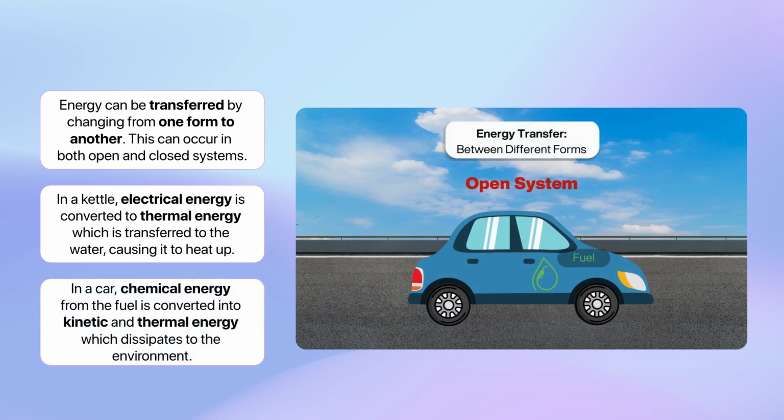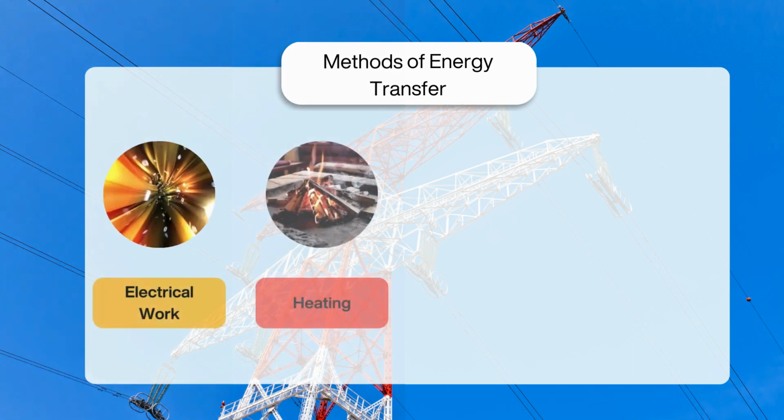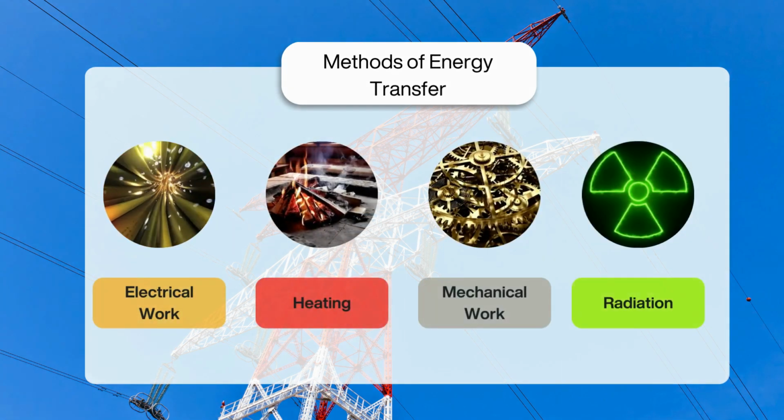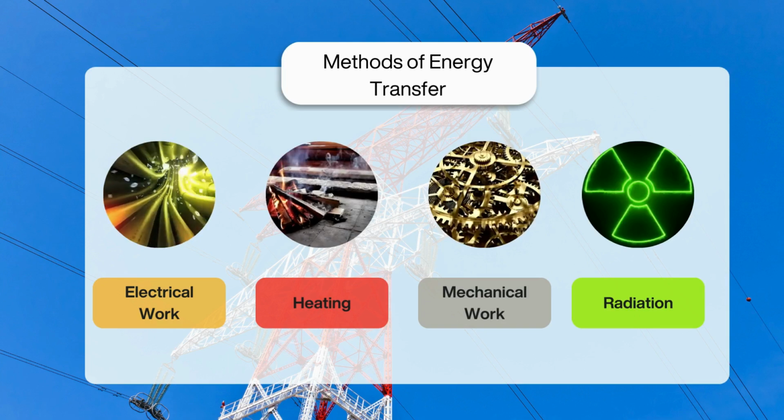Chemical energy from fuel is converted into kinetic energy and thermal energy that dissipates into the environment. The car operates in an open system, where energy transformations involve exchanges with the surroundings. Some energy is lost as heat to the exhaust and engine components, highlighting the interaction with the environment. Energy transfer can happen through four pathways: electrical work, heating, mechanical work, and radiation. We will explore each of those pathways in detail in the upcoming lessons.